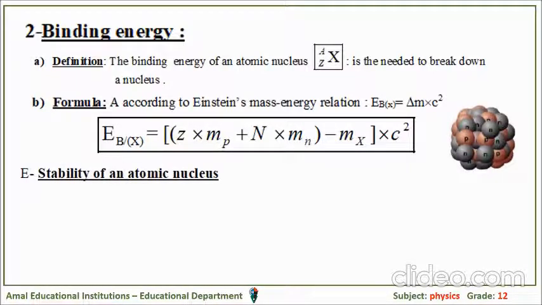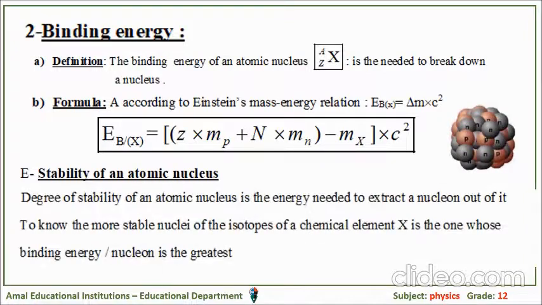Stability of an atomic nucleus. The degree of stability of an atomic nucleus is the energy needed to extract nucleons out of it. To know the more stable nucleus of the isotopes of a chemical element X, it is the one whose binding energy per nucleon is the greatest. We look for the binding energy per nucleon to study the stability. The formula we have to use: E binding per nucleon is nothing but E binding of the nucleus divided by the mass number.